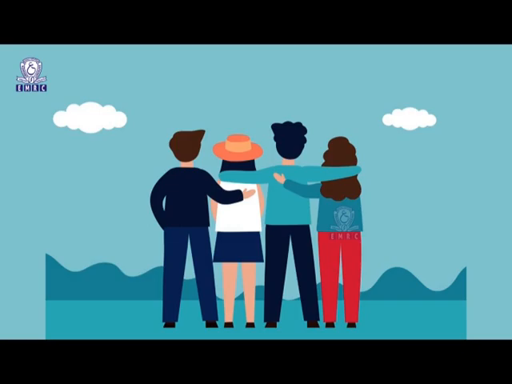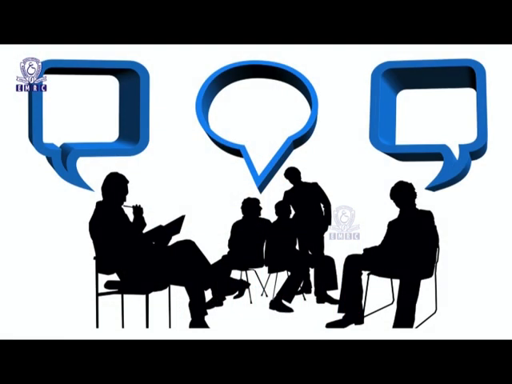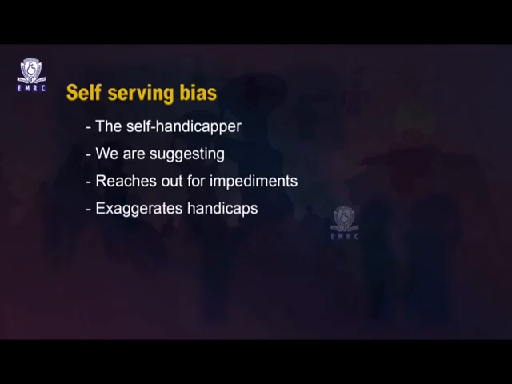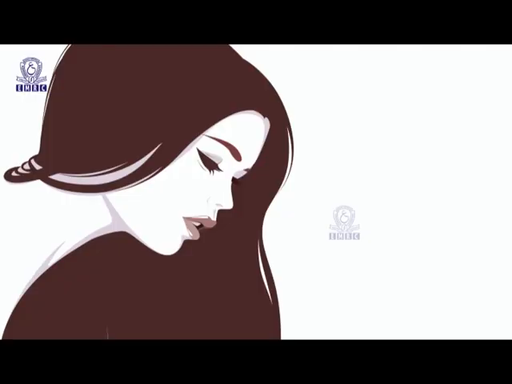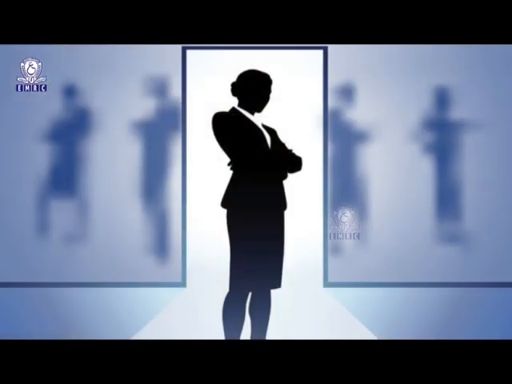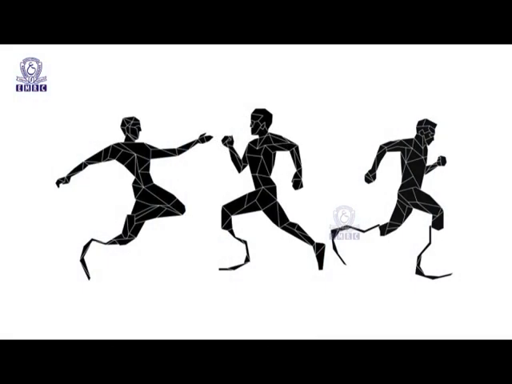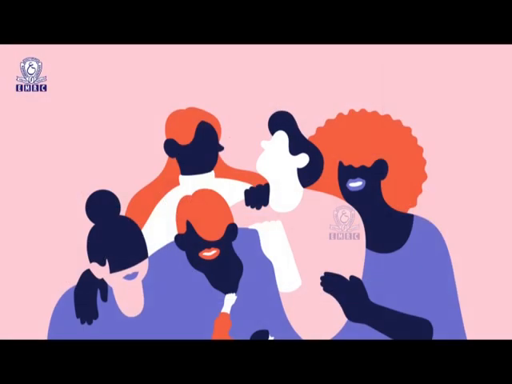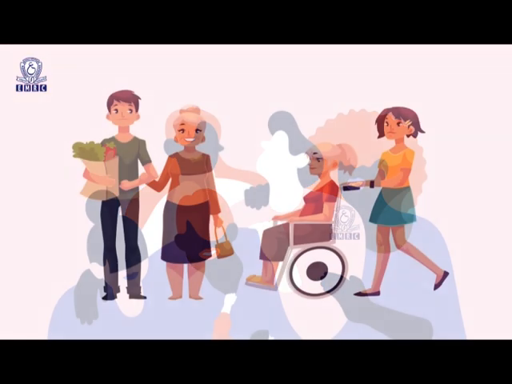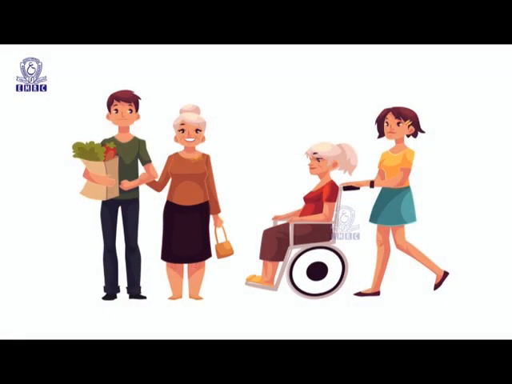One self-serving bias which most of us have exploited from time to time is self-handicapping. The self-handicapper, we are suggesting, reaches out for impediments, exaggerates handicaps, and embraces any factor reducing personal responsibility for mediocrity and enhancing personal responsibility for success. People self-handicap in this way when they anticipate failure, whether in their job performance, in sport, or even in therapeutic settings. When being sick allows one to drop out of life, what a person often will do is intentionally and publicly make external attributions for a poor showing even before it happens.